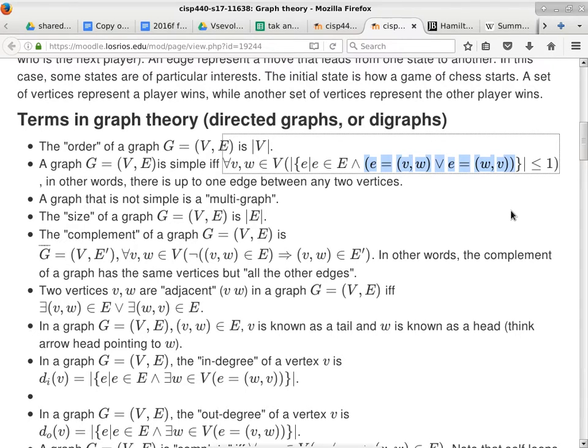Would this be a simple graph? I'm just pointing to the ABC with all the possible edges. It's not simple anymore because between B and C, we have two edges. Okay.